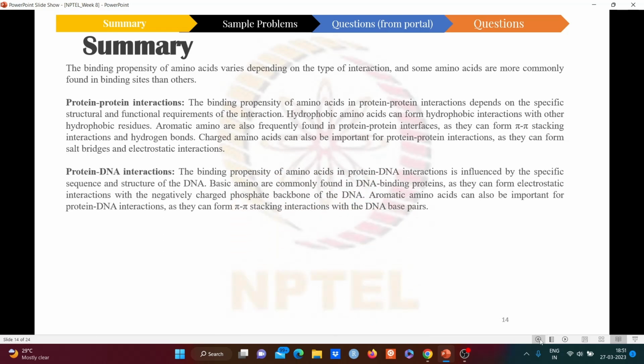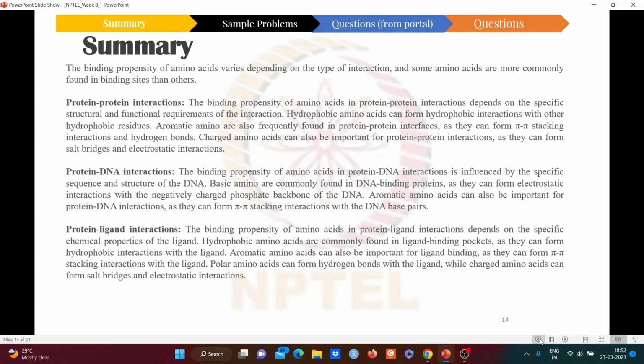Moving forward, for protein-DNA interactions, basic amino acids such as lysine and arginine are commonly found in DNA-binding proteins, as they can form electrostatic interactions with the negatively charged phosphate backbone of DNA. And aromatic amino acids such as tryptophan and tyrosine can also be important for protein-DNA interactions, as they can form pi-pi stacking interactions with the DNA base pairs.